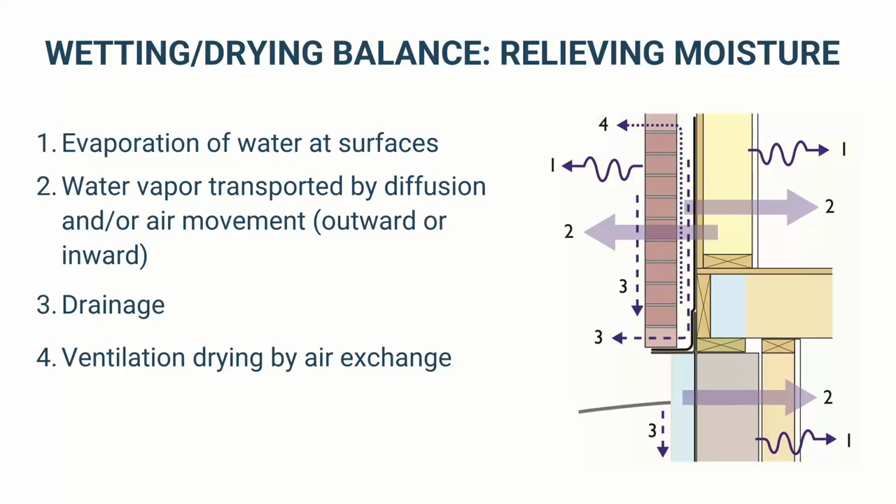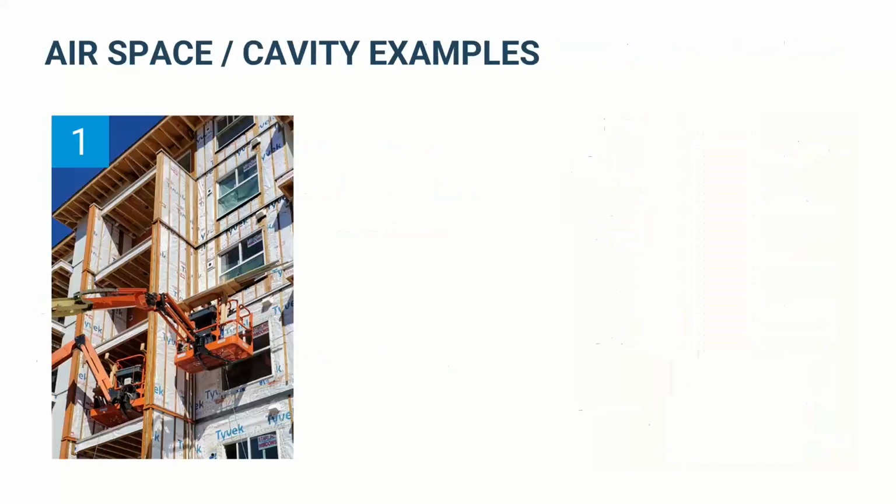Number 3 here is drainage, which is what we're really concerned with RAiNA and Rainscreen assemblies. And number 4 is ventilation by air exchange, which, again, is also what we're most concerned with RAiNA. So we really want to make sure we have that drainage path and that ventilation by air exchange. So lots of different ways to get that airspace, the cavity.